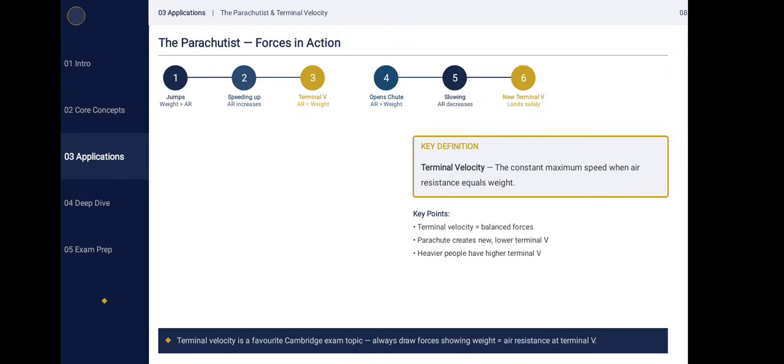Now, what is terminal velocity, what is its key definition? It is the constant maximum speed when air resistance equals the weight. Constant maximum speed when air resistance equals the weight. Air resistance opposes its motion, opposes its speed, which was due to gravity and it was very high.